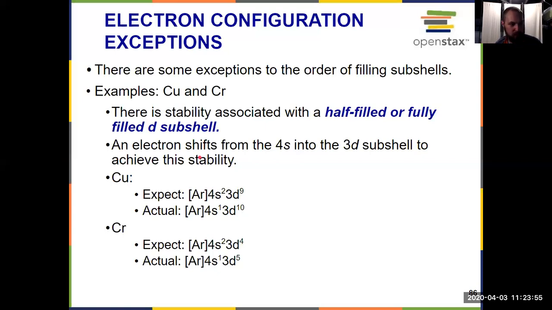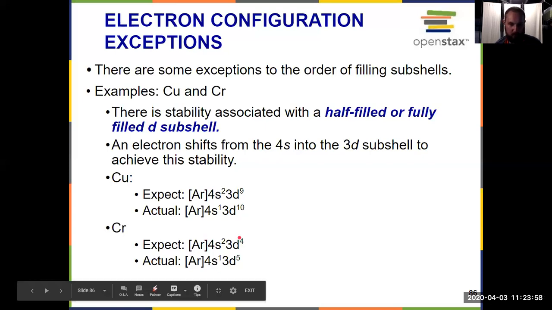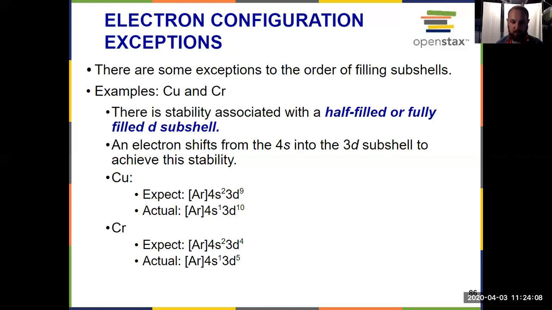Instead of being 4s2 3d4, we move an electron over, and then I get 4s1 3d5, where they are both exactly 50% filled. And it's more stable that way. So be aware of those exceptions.